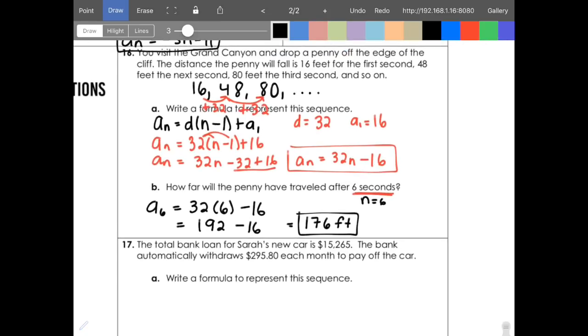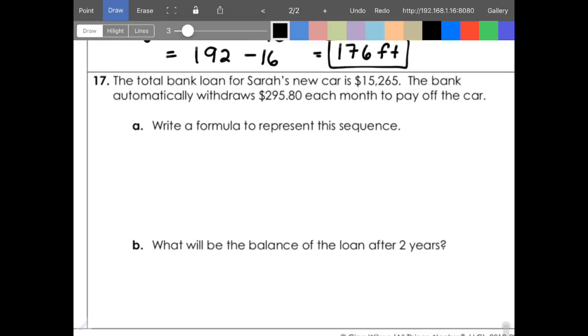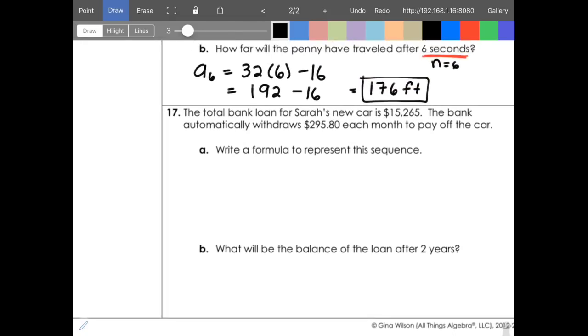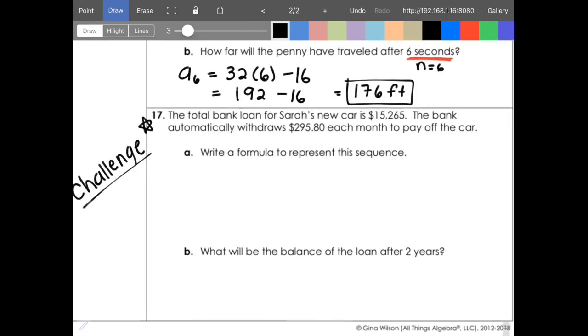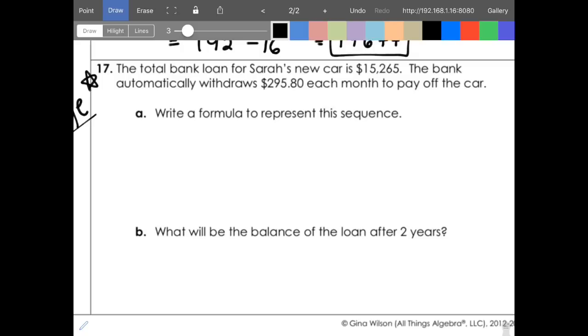All right. The total bank loan for Sarah's new car. Now this right here, this is a challenge question. It's challenging, okay? So something like this could be extra credit on your test. So let's look at it.